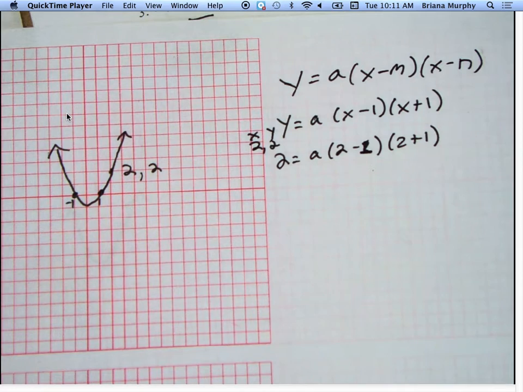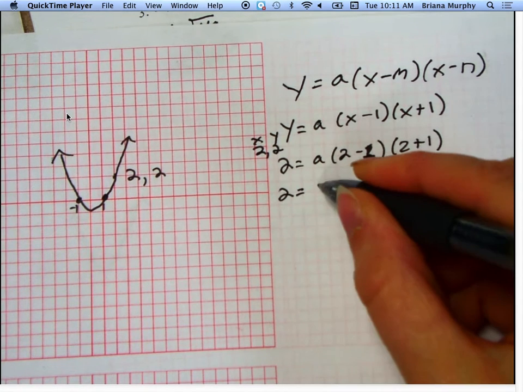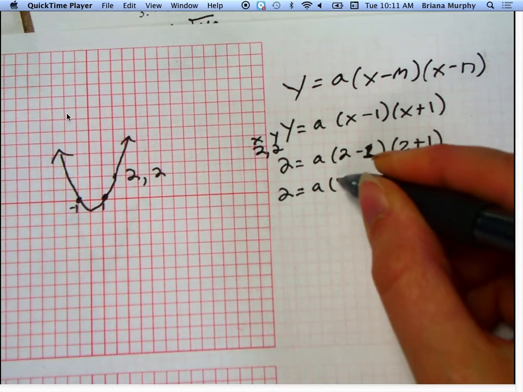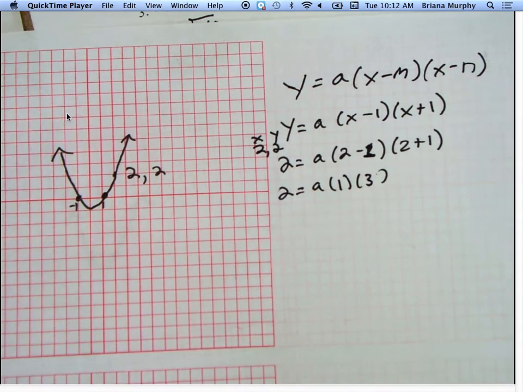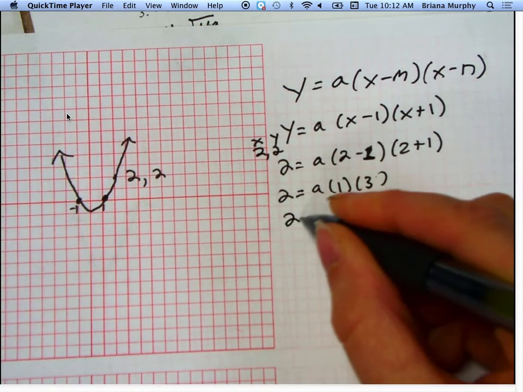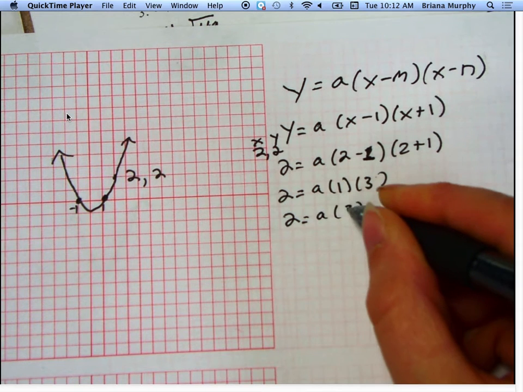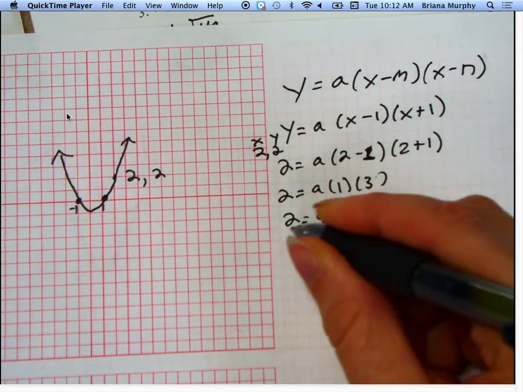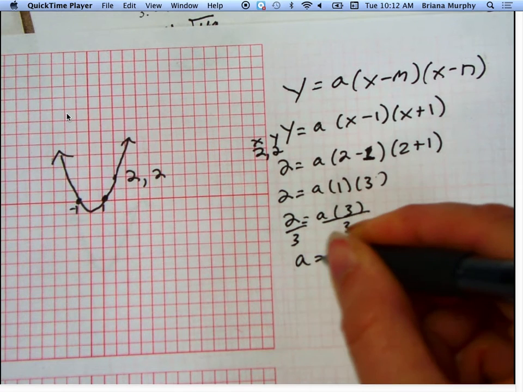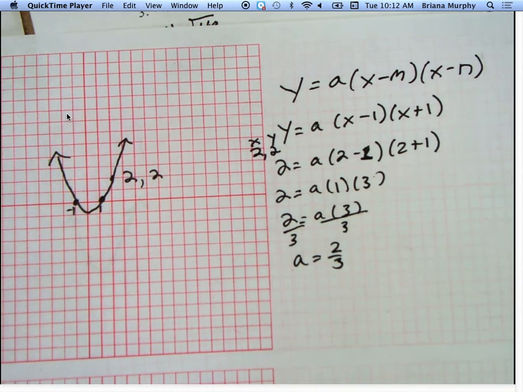Okay, so I'm going to solve now. I get 2 equals a times (2 minus 1), which is 1, times (2 plus 1), which is 3. So 2 equals a times 3. So how do I get rid of that 3? Divide. And a equals 2/3.